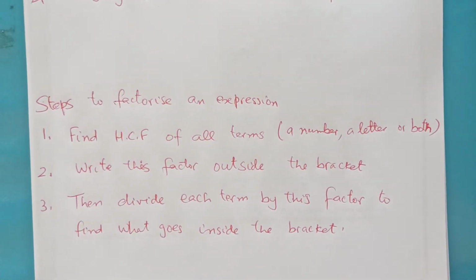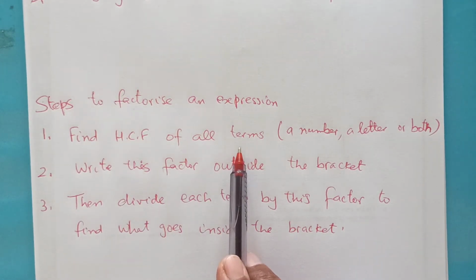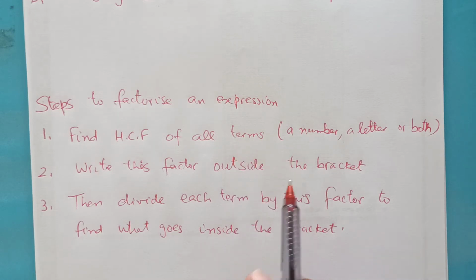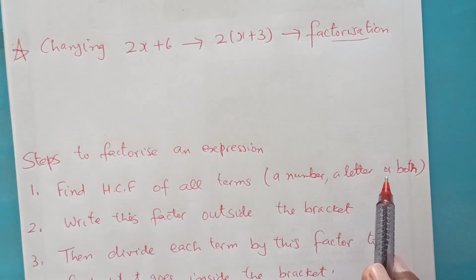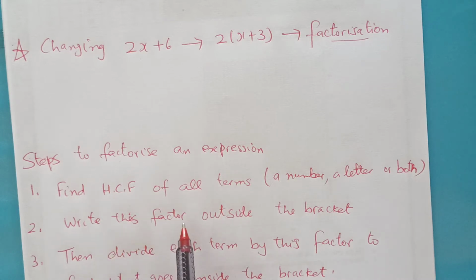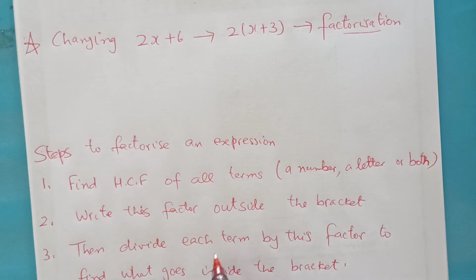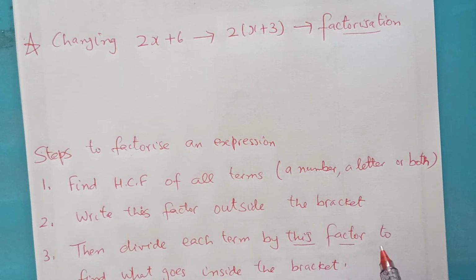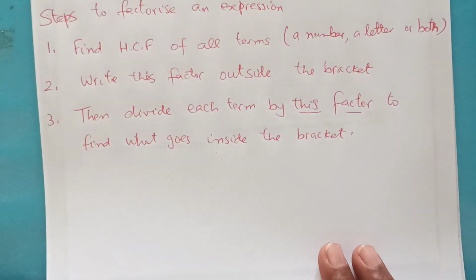The first thing you need to do is find the HCF of all terms. If you have two terms together or three, find the HCF. That means a number, a letter, or both a number and letter, which is common in all of them. Then write this factor outside the bracket. Then divide each term by this factor to find out what goes inside the bracket. Let's see some examples here.